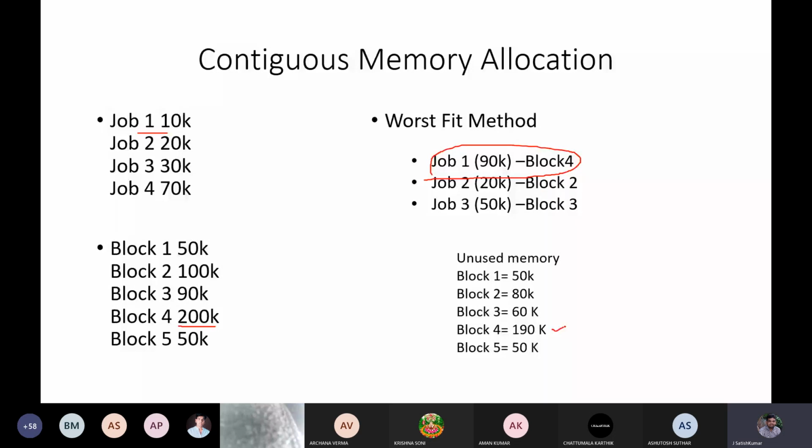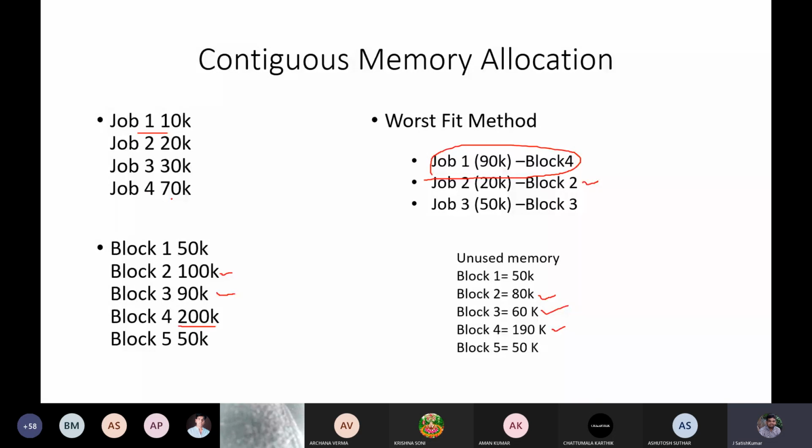Job 2 will take the second highest. Among these, the second highest is block 2. So job 2 is assigned to block 2. The unused space is 80K, because 180 minus 100, 80K. Job 3, the next highest is block 3. Job 3 will take block 3. The unused space here is 90 minus 30, 60K. And job 4 is having 70K.